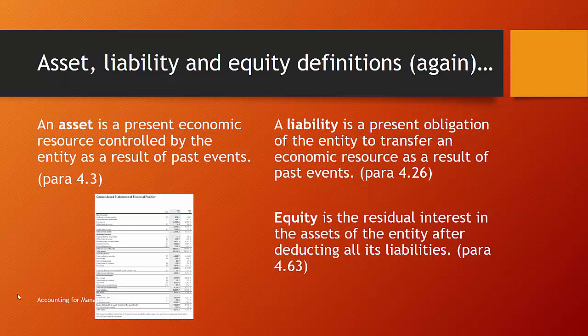So turning to assets and liabilities, something has to have already happened. For an asset, you have control and you're going to get a benefit. For a liability, you owe someone money and you have to give up something to make that happen.